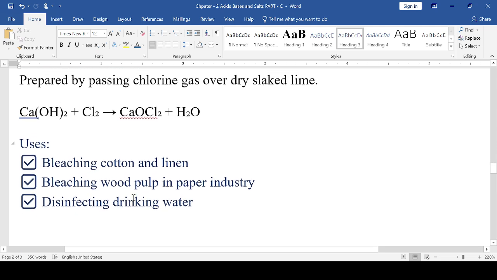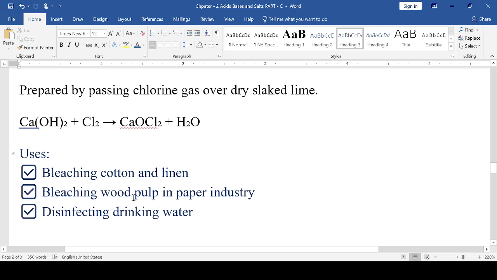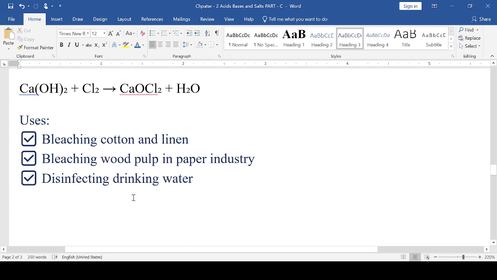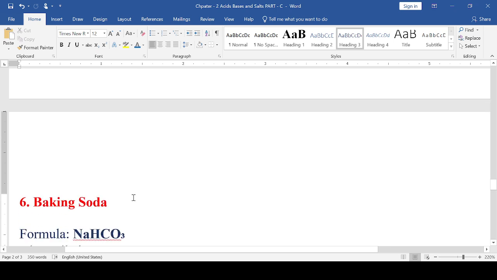What are the uses? Bleaching cotton and linen, bleaching wood pulp in the paper industry, and disinfecting drinking water.